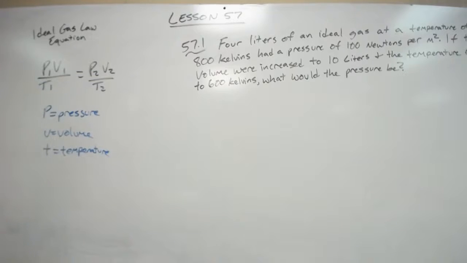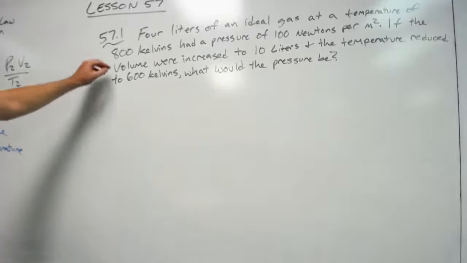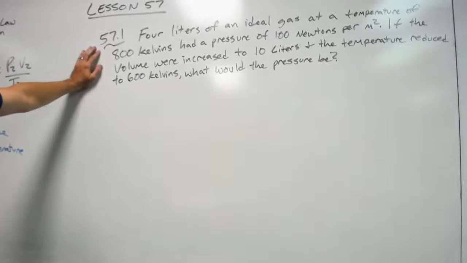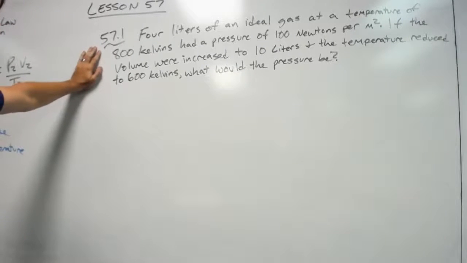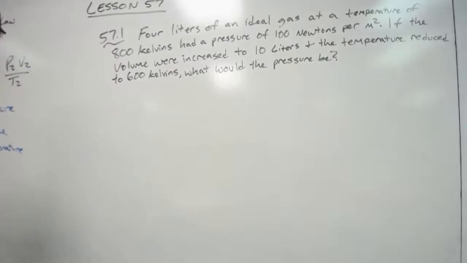These are really easy word problems, all right? So in 57.1, I'll show you how to do these. 4 liters of an ideal gas at a temperature of 800 kelvins had a pressure of 100 newtons per square meter. If the volume was increased to 10 liters and the temperature reduced to 600 kelvins, what would the pressure be? Okay, let's figure out what we can make of all this.